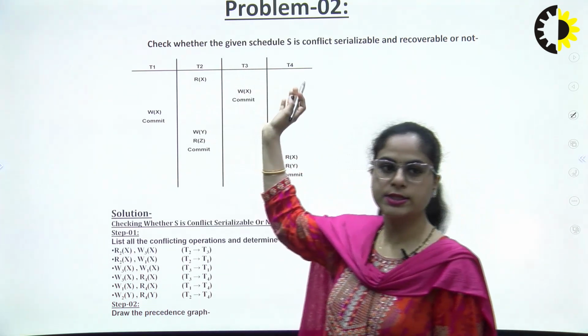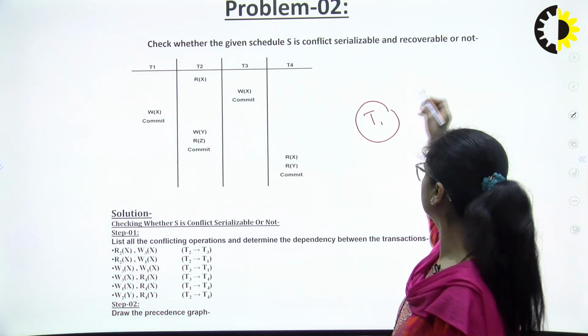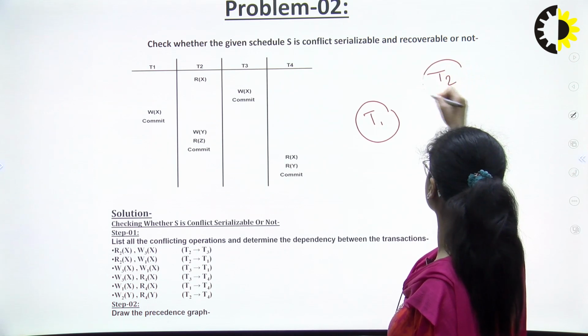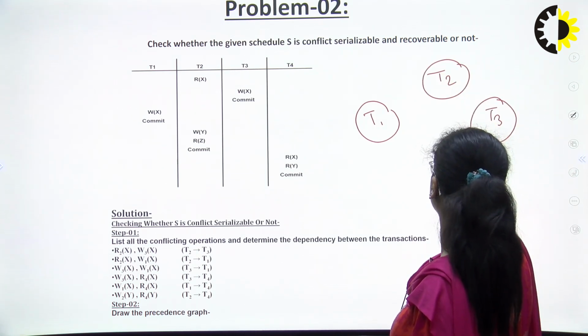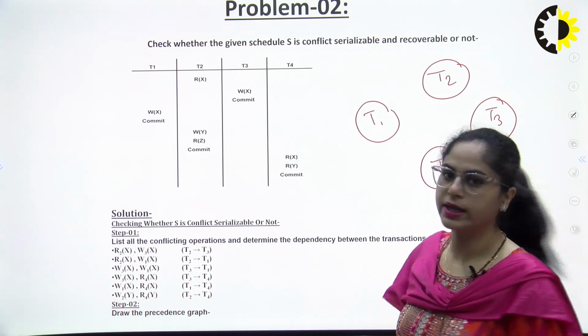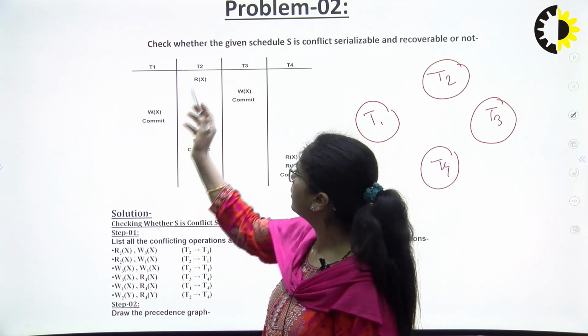How many transactions are here? There are 4 transactions, so we have to draw 4 vertices here. Okay, 4 vertices. Now, check for the conflict pairs.